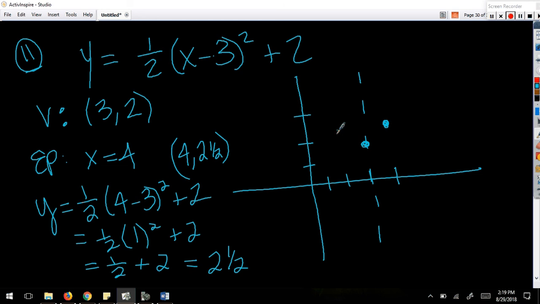Reflect. Wait, how wouldn't it be 4.5? Square it first, and then multiply by 1/2.